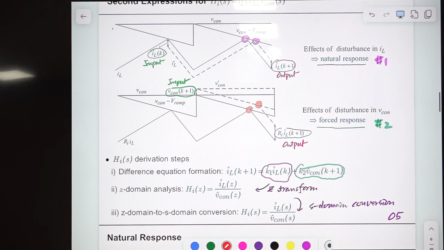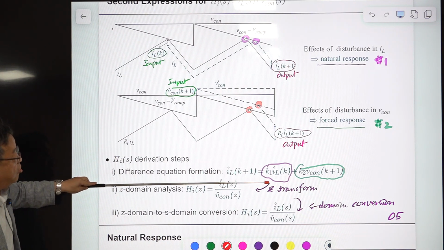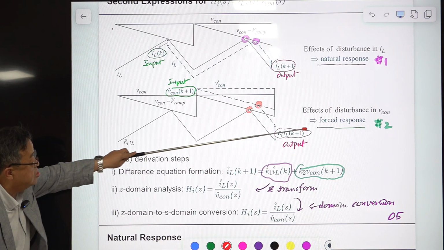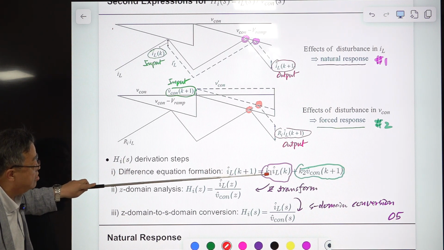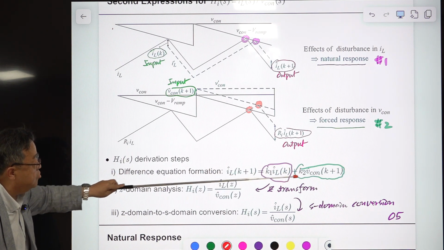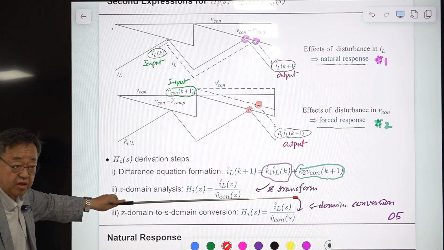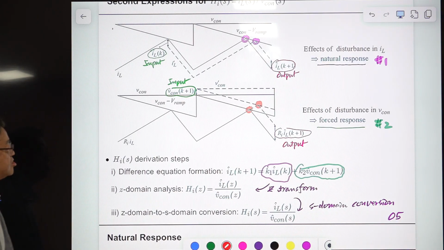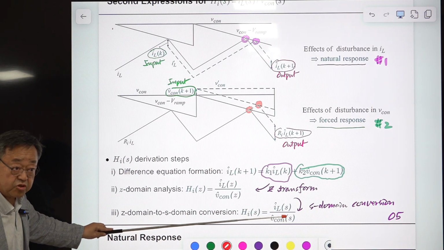So suppose you have this. This is the first, the natural equation, so you need to find K1. This is the second one, and you need to find K2. Then if you find K1 and K2, you change this to the z-domain transfer function. Then if you have the z-domain transfer function, you can change this to the S-domain transfer function.